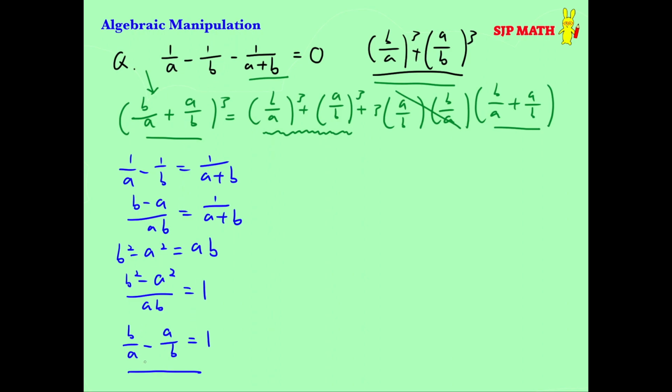But the problem is that we know b over a minus a over b, but we don't know b over a plus a over b. But remember, this is not the only thing we know. We know b over a times a over b is equal to 1. So we know the difference between the two numbers, and we know the product between the two numbers. And we want to find the sum of them.